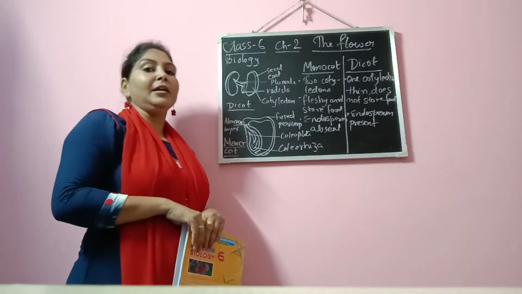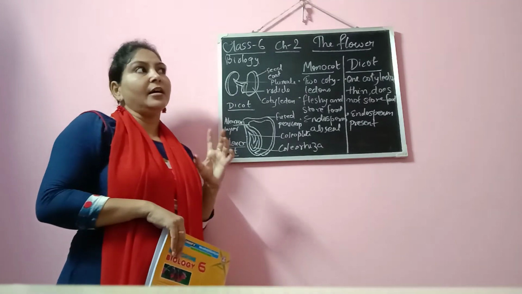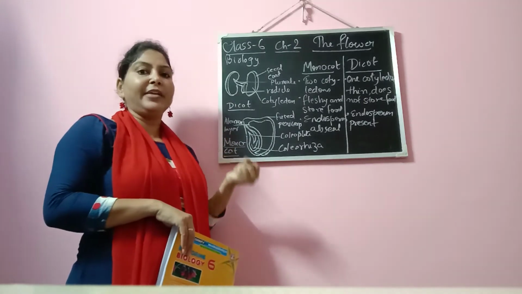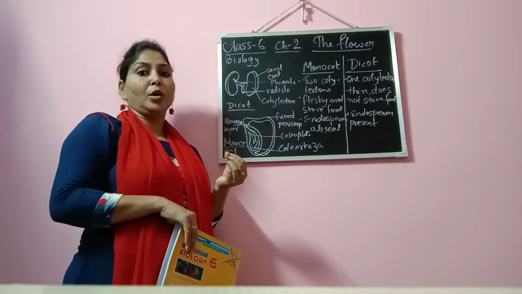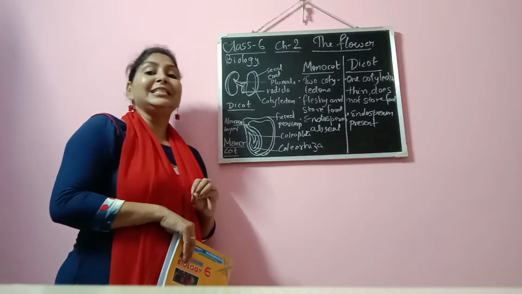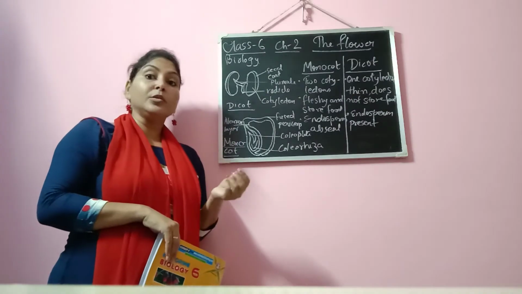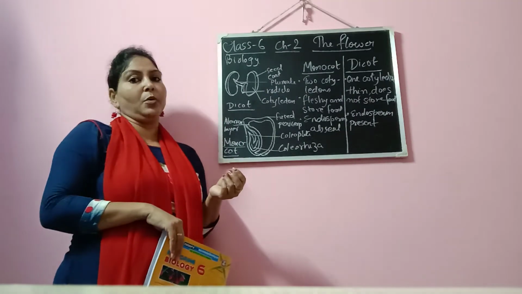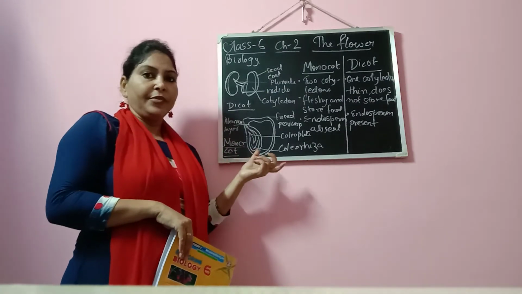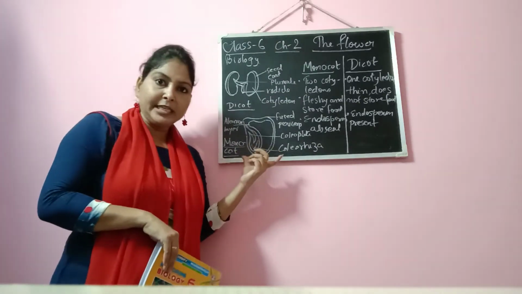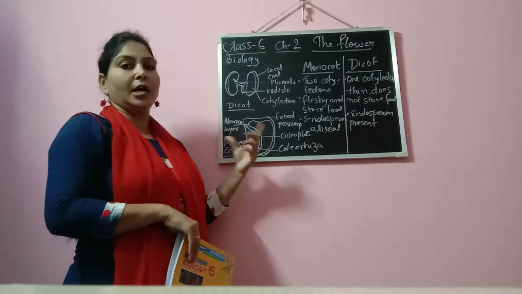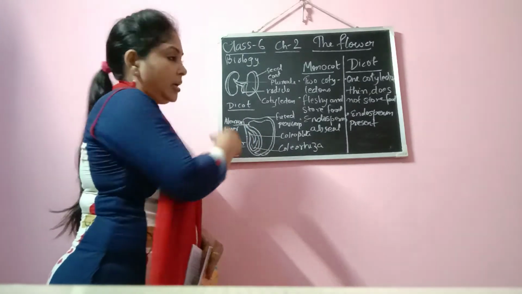Now maize is a monocot, and what are the other examples of monocot seeds? The other examples of monocot seeds are all the types of cereals, the grains, and also the grasses. They are also monocot seeds, right? So we are discussing maize, which is a monocot seed, and we will discuss its structure.